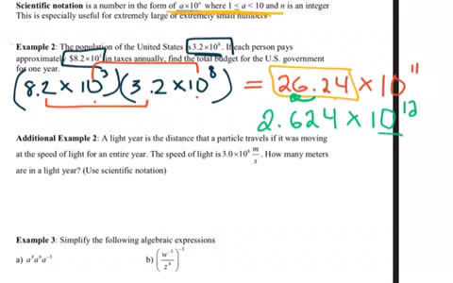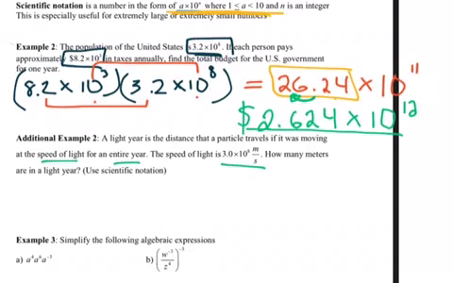Okay, so then this would be dollars, how much money the government has for the budget per person. Okay, so a light year is the distance a particle travels if it was moving at the speed of light for an entire year. And so we know the speed of light is 3.0 times 10 to the 8th power meters per second. So how many meters are in a light year?